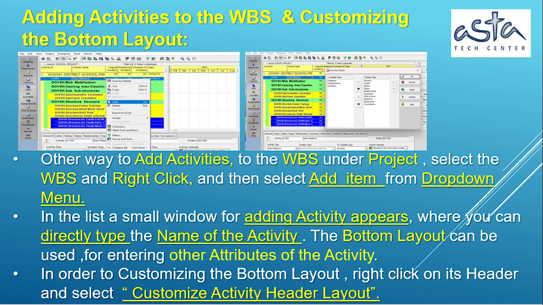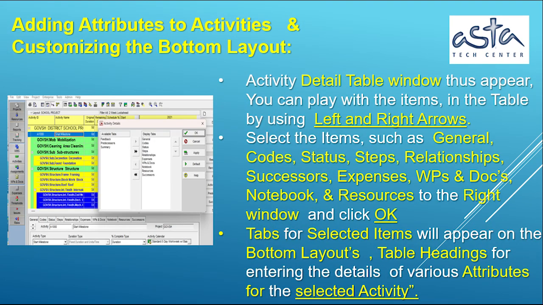Adding activities to the WBS, and customizing the bottom layout. Another way to add activities to the WBS: under Project, select the WBS and right-click, and then select Add Item from the drop-down menu. In the list, a small window for adding an activity appears, where you can directly type the name of the activity. The bottom layout can be used for entering other attributes of the activity. In order to customize the bottom layout, right-click on its header and select Customize Activity Header Layout.